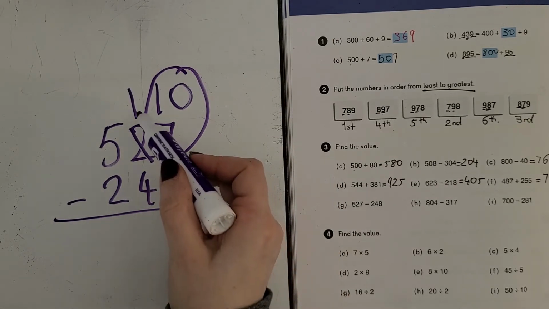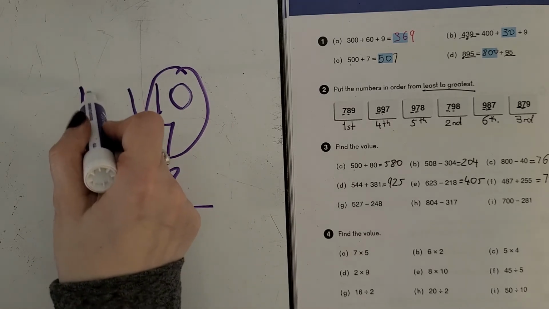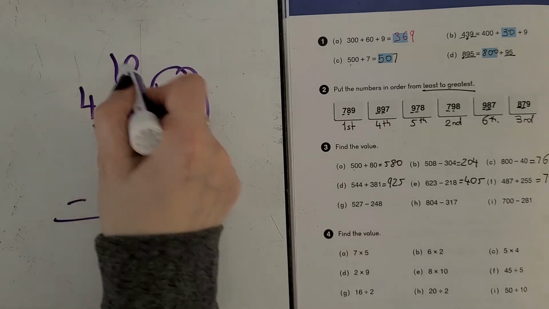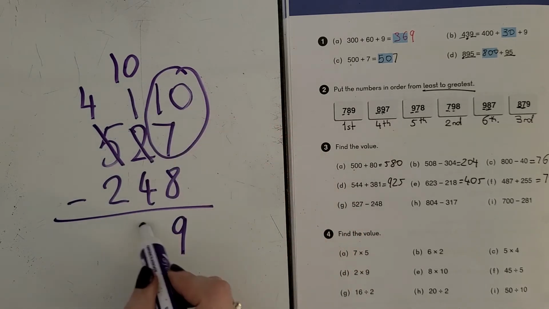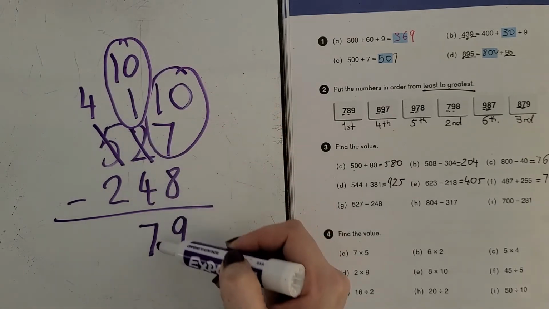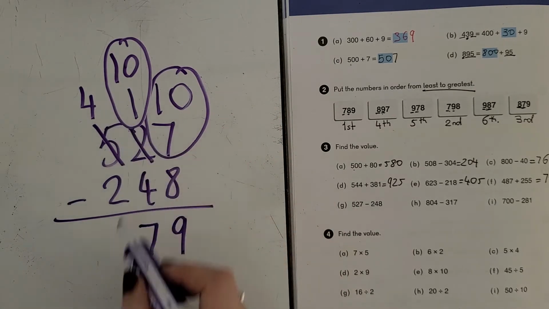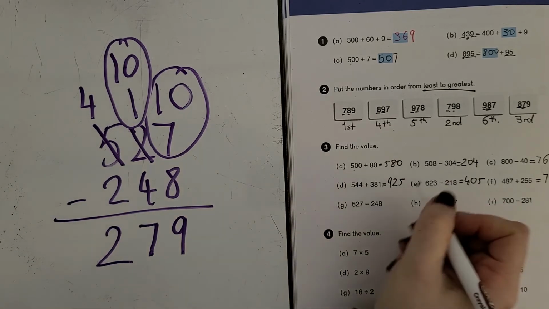Can you take the 4 from the 1? Nope, you have to borrow from your neighbor. 5 becomes a 4, it gives away a 10. 10 minus 4 is 6, plus 1 is 7. Or you could have said 11 minus 4 is 7. 4 minus 2 is 2. Our answer is 279.